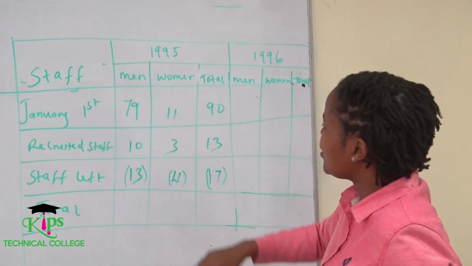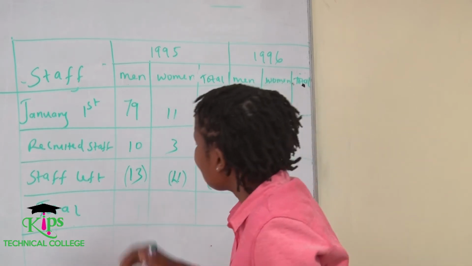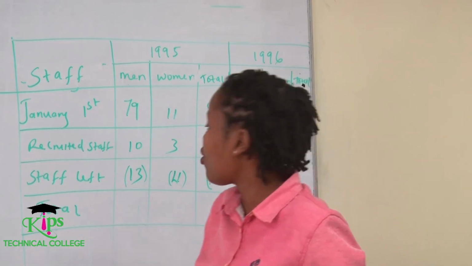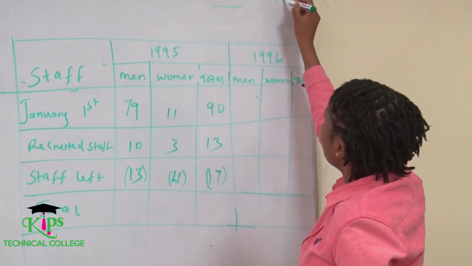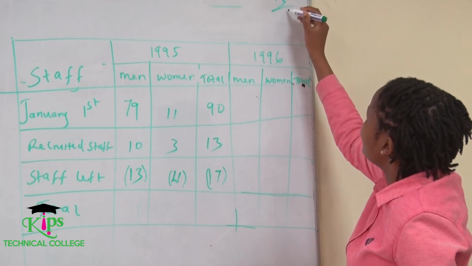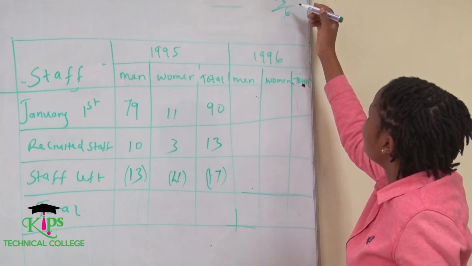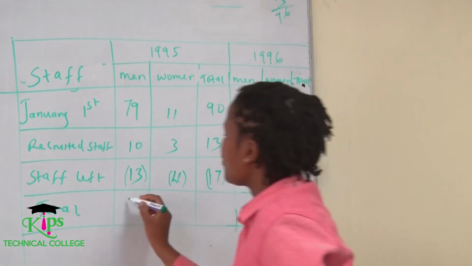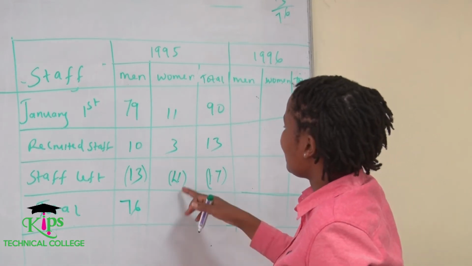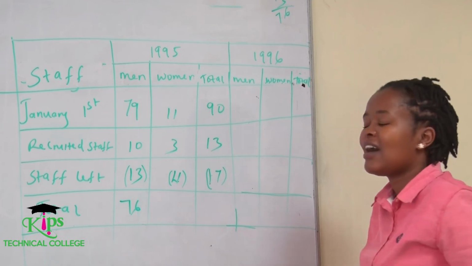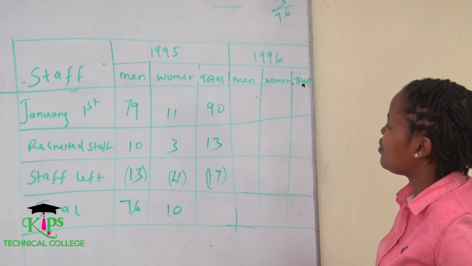So now here we have 79 plus 10, that will give us 89. Then you minus 13, so we have 89 minus 13. 9 minus 3 is 6, then 8 minus 1 is 7. So here we have 76. Then here we have 11 plus 3 minus 4. 11 plus 3 is 14. Then you minus 4, this will give us 10. Here we have 90 plus 13.